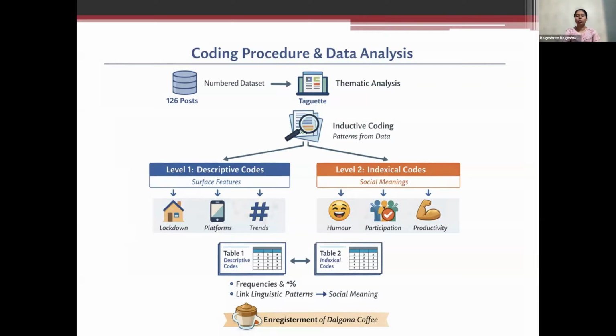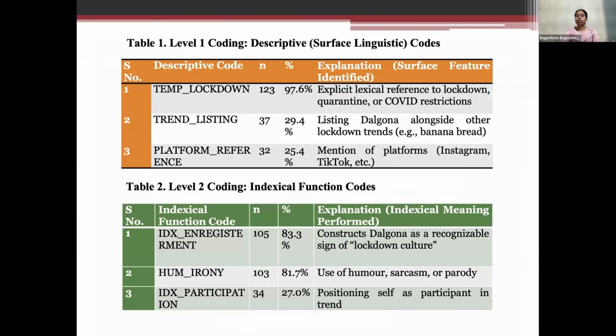And then on level 2, I talk about indexical codes. That means the social meanings which are conveyed through those descriptive codes, like humor, participation, or productivity. These are the two tables of level 1 coding and level 2 coding. These are not the complete tables. Due to the space limitation, I have only included 3 examples here.